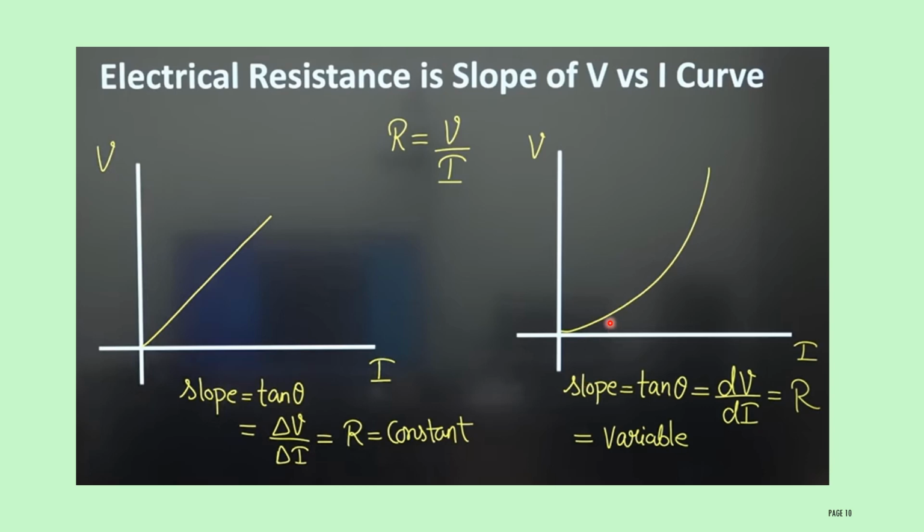According to this graph, slope equals tan theta equals dV divided by dI, which equals R. In this case R is not constant, it is variable. From these two graphs you can conclude that R may be constant or may be variable in some cases.